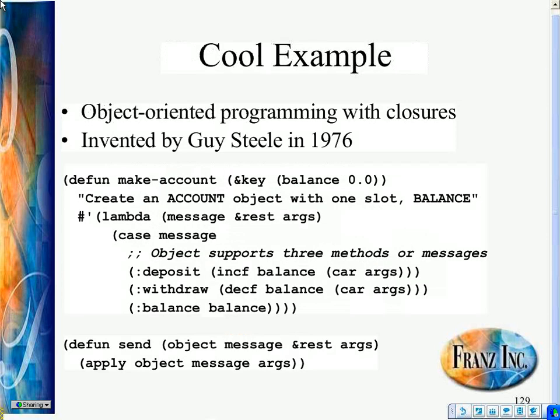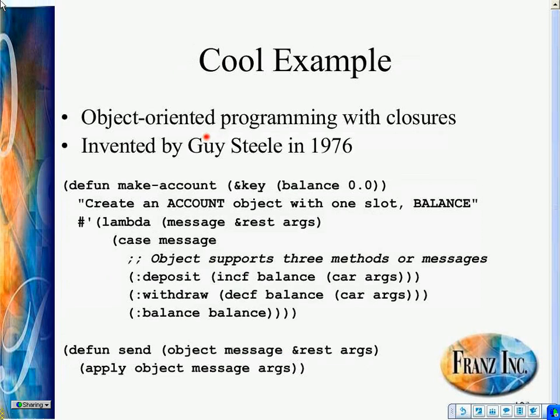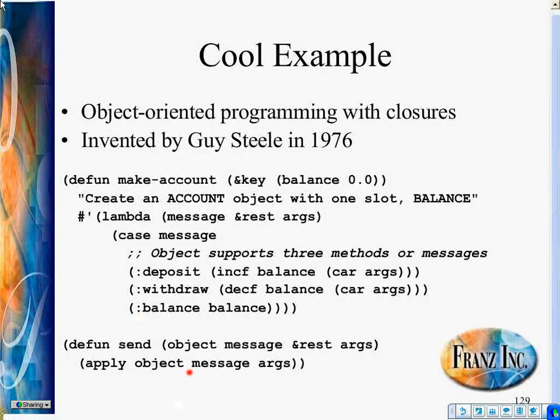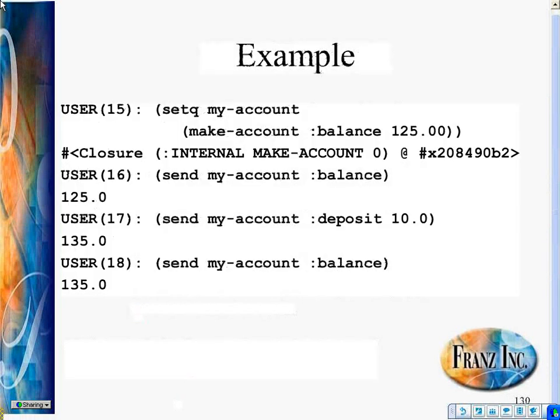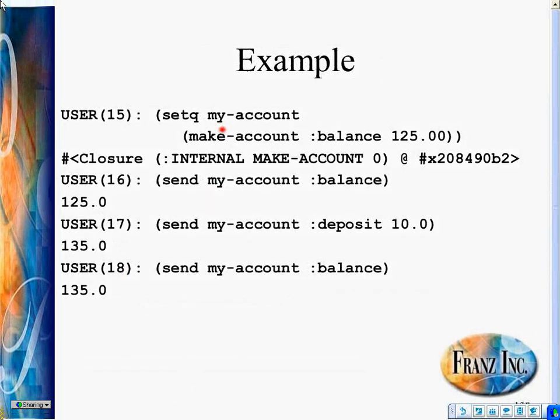And I'm just going to leave you with this example, which you can look at. Guy Steele, who was one of the early Lisp pioneers, showed a way to use closures in an elementary form of object-oriented programming. And you should look at this example.